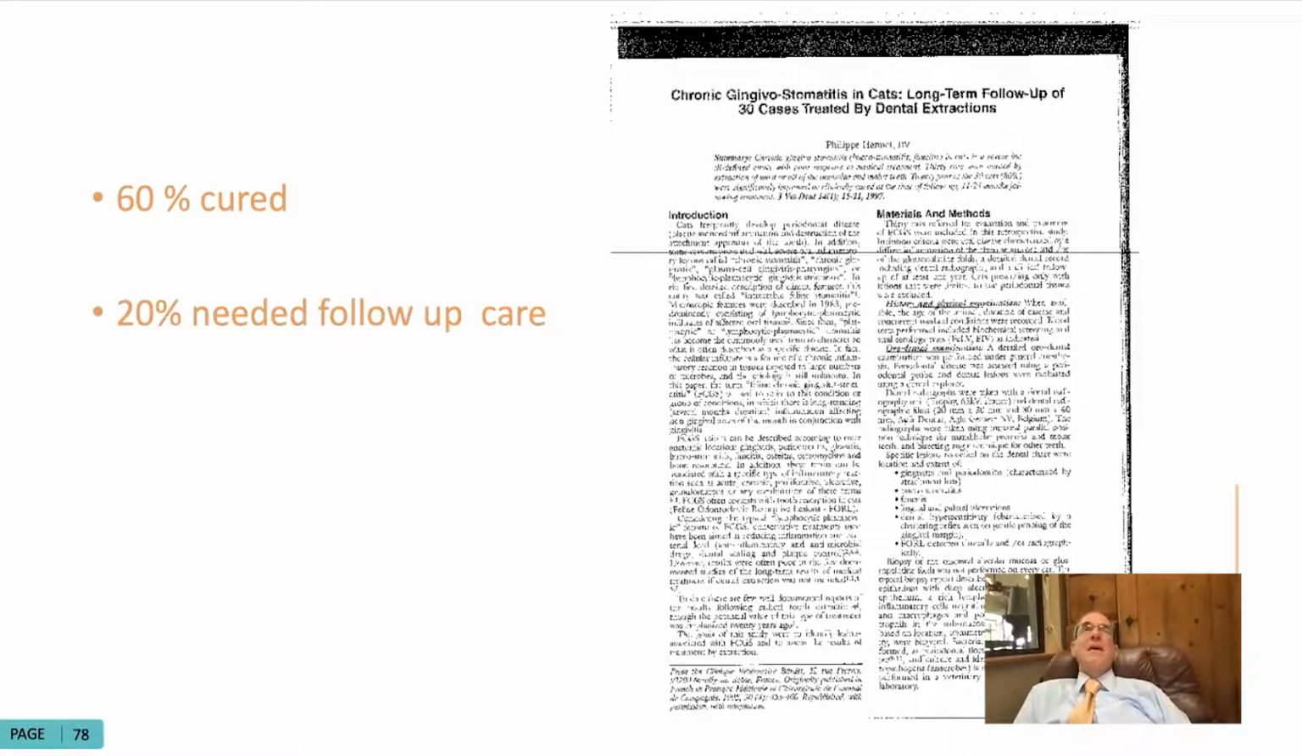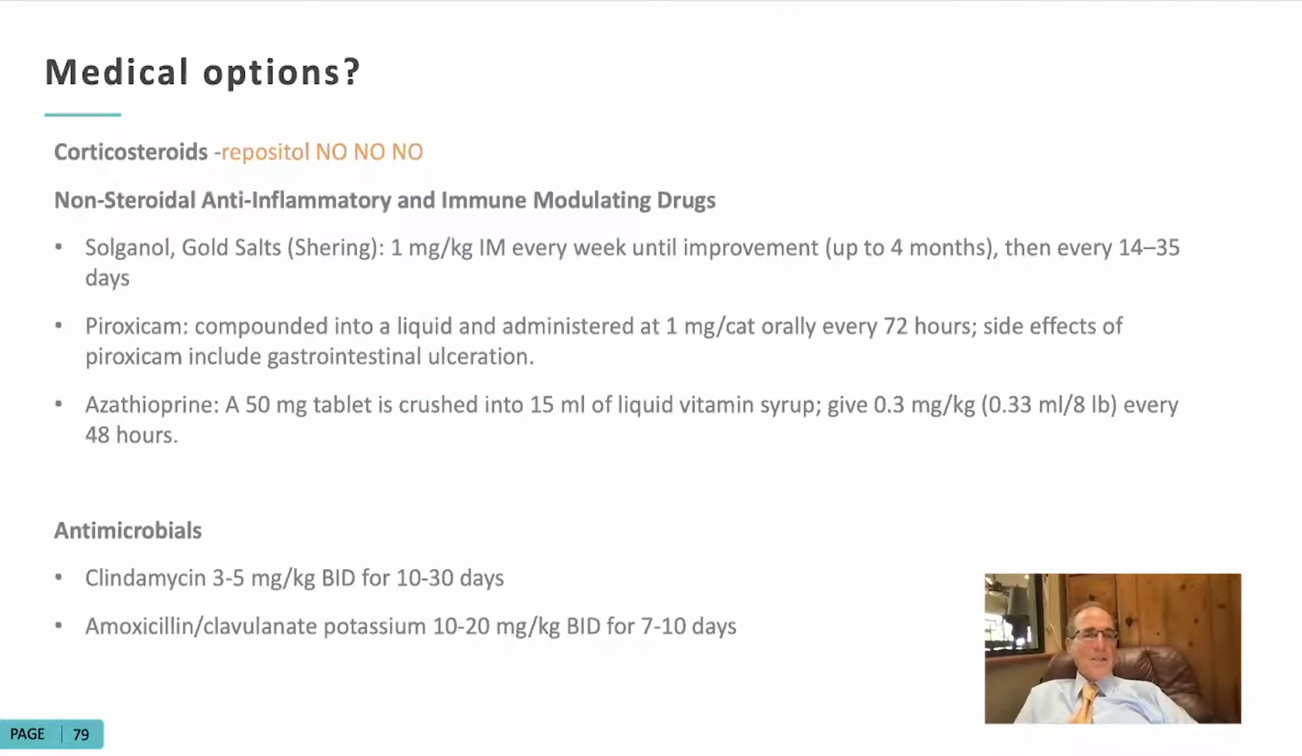20% needed something else. And in our practice, that's every other day prednisone and a laser once a month for 3 months, the CO2 laser. And 20% weren't helped. We haven't seen the 20% not helped, because once you take out all the teeth, at least the cats feel better. The inflammation may still be there, but they don't have the teeth that keep on putting more plaque in contact with more teeth. Medical options, the big go-home point is do not use Repositol steroids.